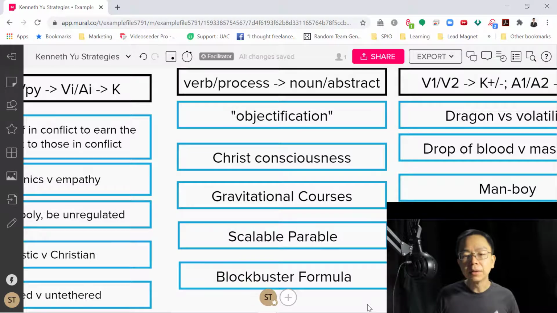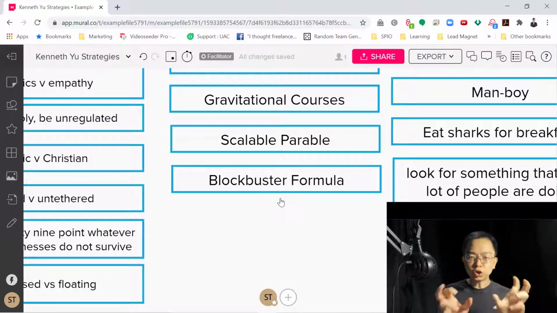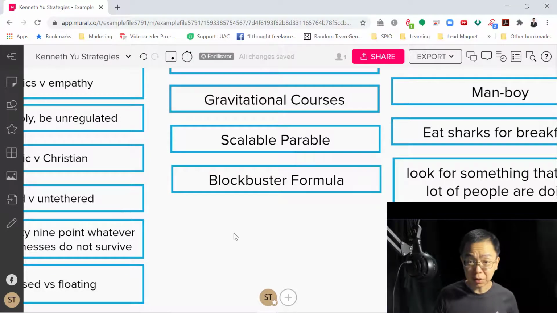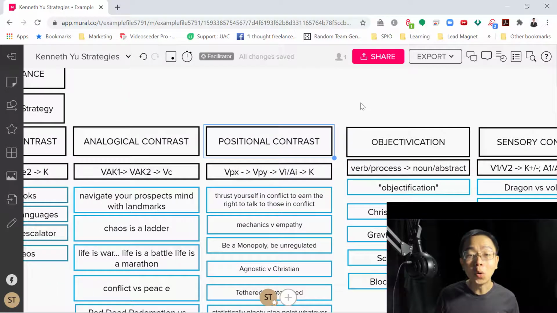Blockbuster formula, right? So we've always heard of blockbusters, but can it become a formula? Oh my goodness. Okay, so it's like taking two things, adding them in order to stack them. So it's very powerful. So think of objectification in this way, and I think you'll get to a point where you can also come up with your own objectification.